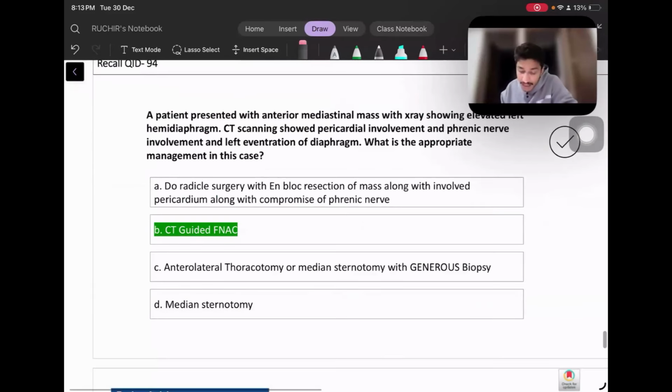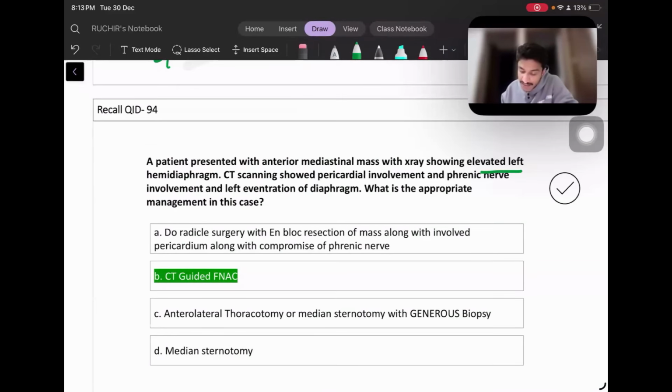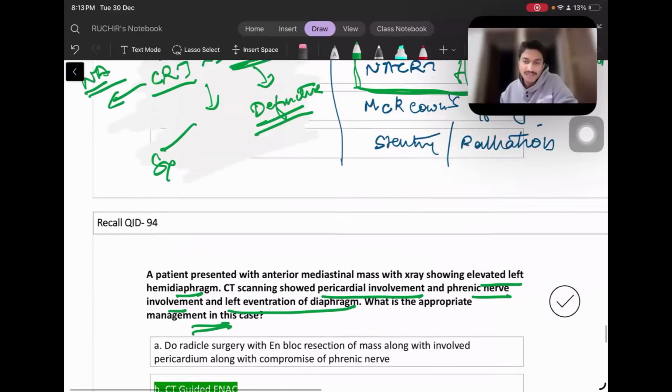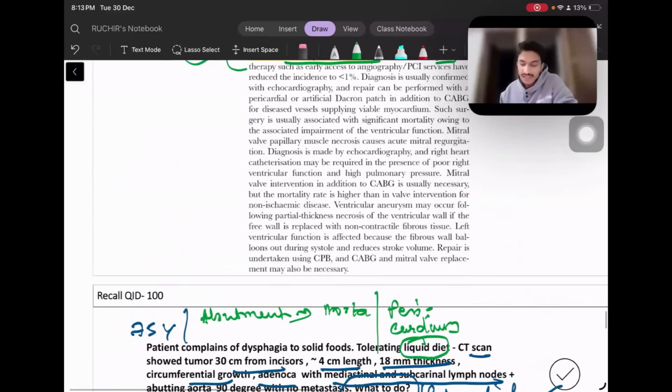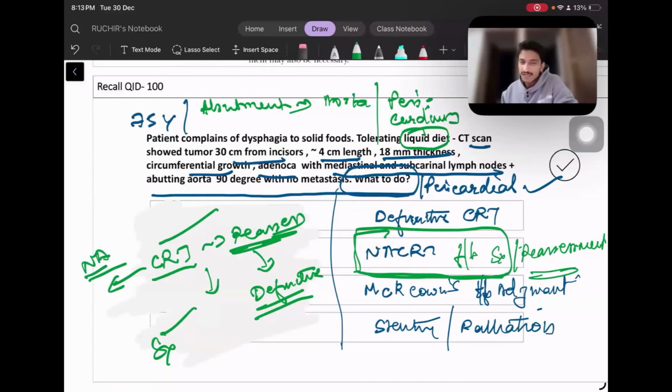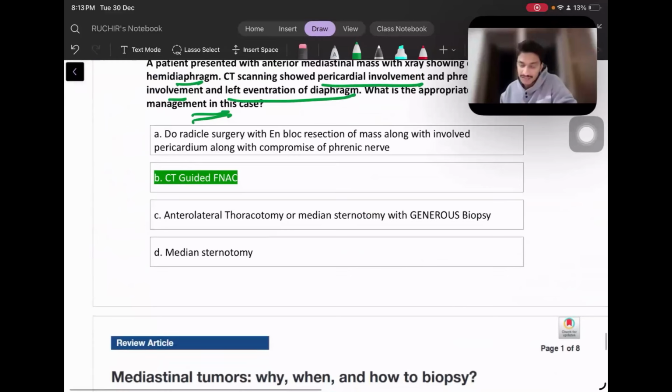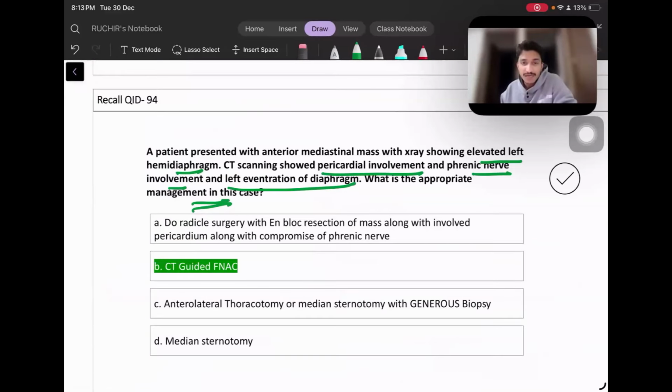A patient with anterior mediastinal mass with X-ray showing elevated left hemidiaphragm, CT showing pericardial involvement and phrenic nerve involvement, left eventration. Basically, what is appropriate management in this case? So if fat plane was not mentioned, if it was involved, basically it usually becomes a type of definitive, but it all depends on the patient habitus and everything. But as per the given scenario, the best answer according to me would be neoadjuvant followed by reassessment followed by surgery. So here, please help me out if the correct question and the options are mentioned.